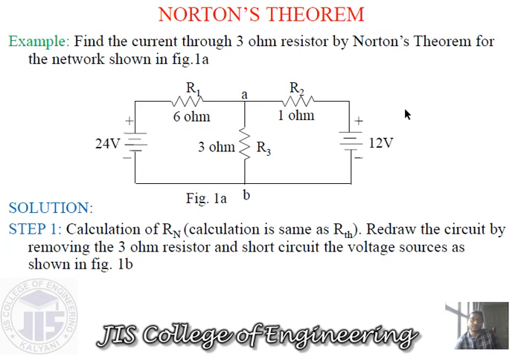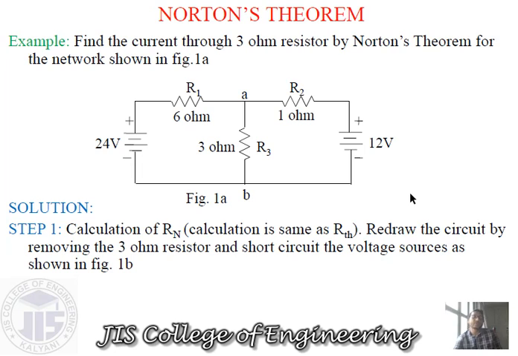Now we are considering one example to understand this network theorem. We have taken a circuit. Obviously it's a linear active bilateral network, as there are some sources. The question asks us to find the current through this 3 ohm resistor by Norton's theorem. As per step 1, we have to calculate the Norton resistance, or the Thevenin resistance, whichever we want. We have to calculate this resistance first.